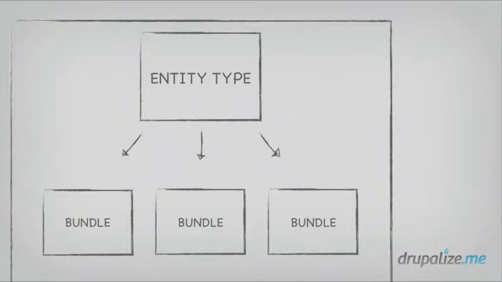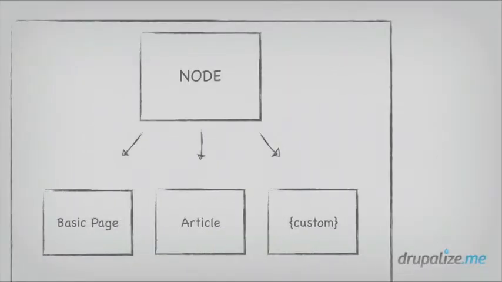The next term we need to understand is bundles. Bundles are an implementation of an entity type to which fields can be attached. They're kind of like subtypes. The most common and familiar use is content types, also known as node types, like article, page, and blog post, or whatever other custom content type you can come up with via the UI. Each of these is a bundle of the node entity type.